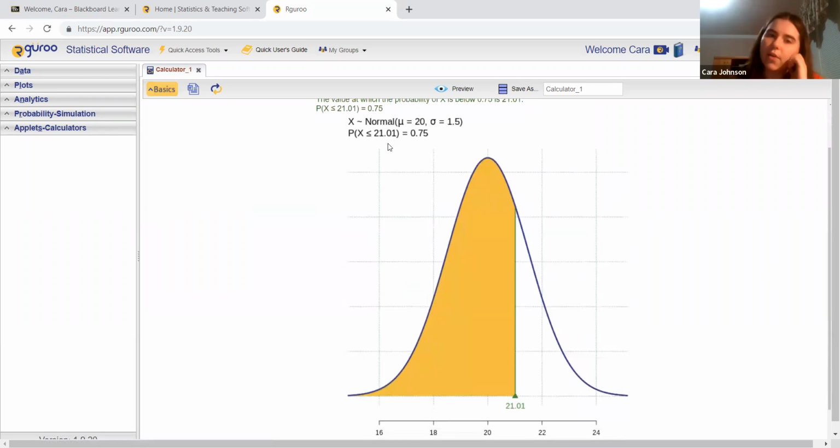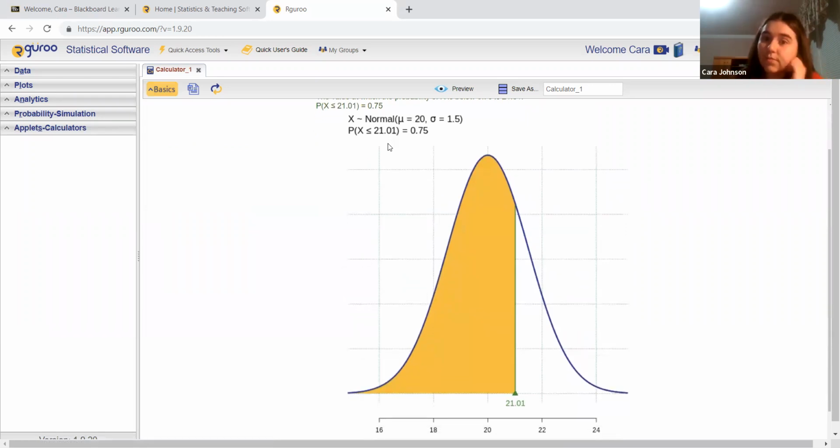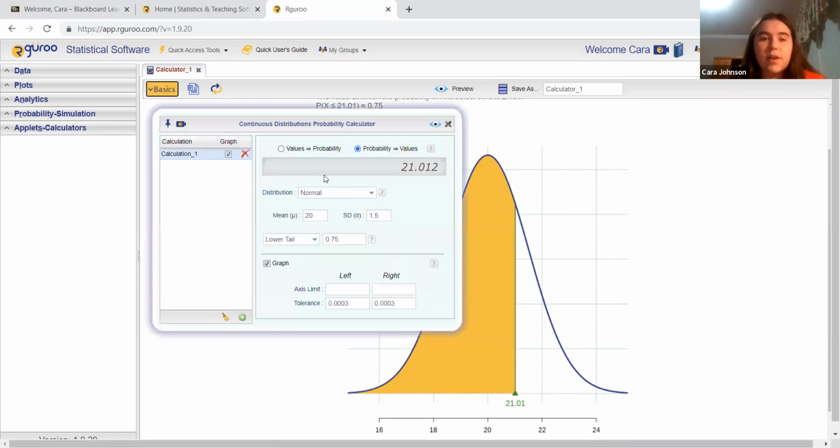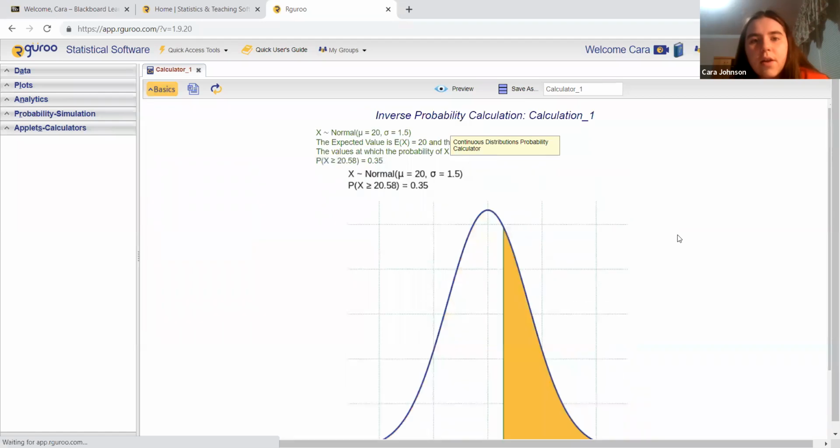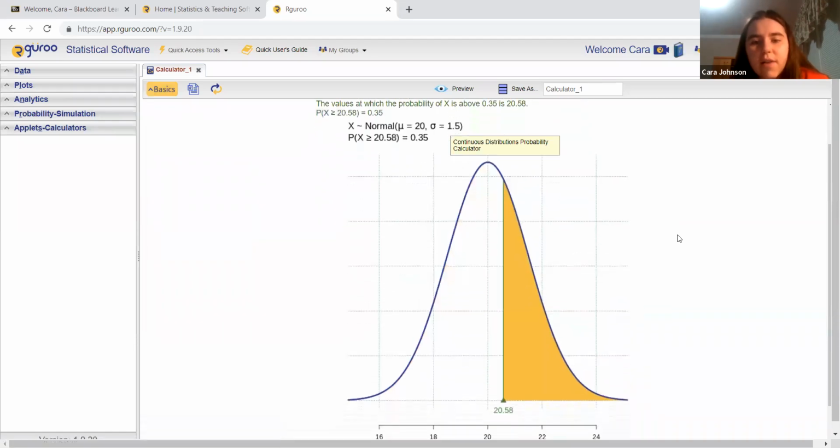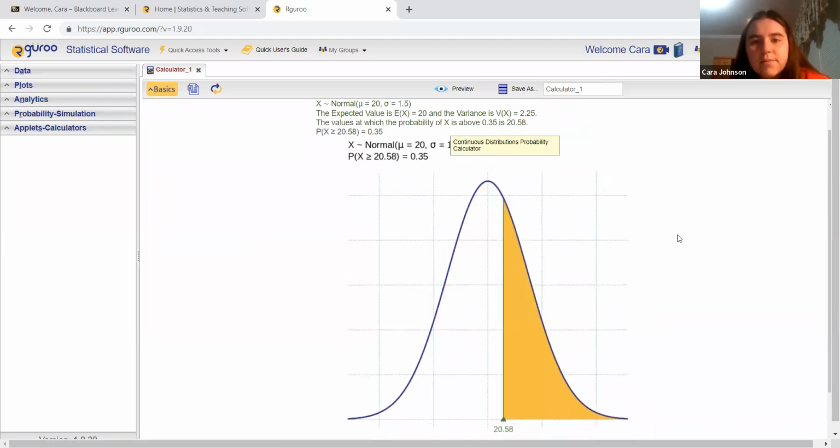You get 21.01 minutes. And then the last question for this example, find the manufacturing time in which 35% of the products are manufactured slower than it. So that means we're going to have 35% of the data above your data value, since slower means higher times. So we're going to have an upper tail of 0.35. Hit the eyeball, and we get 20.58 minutes.